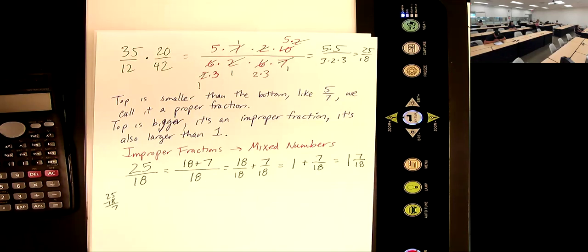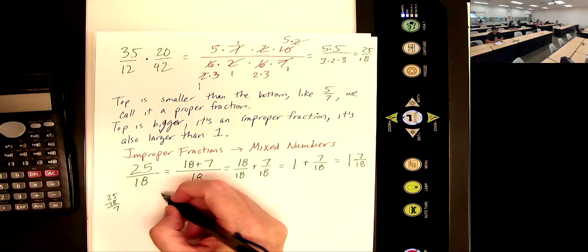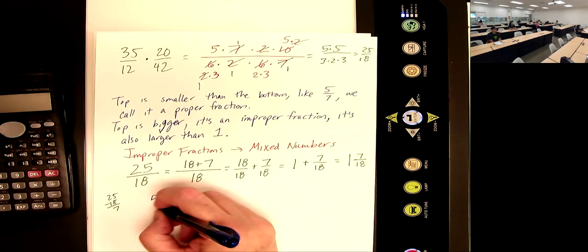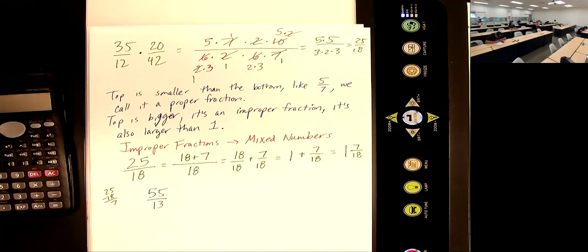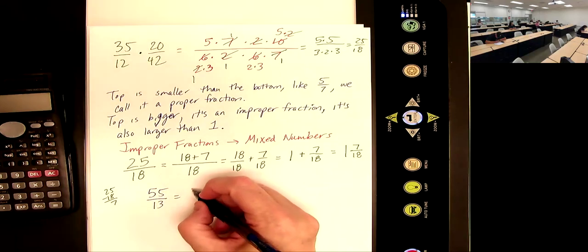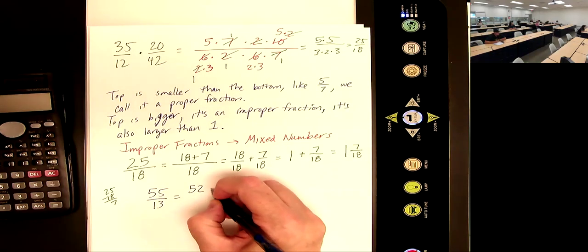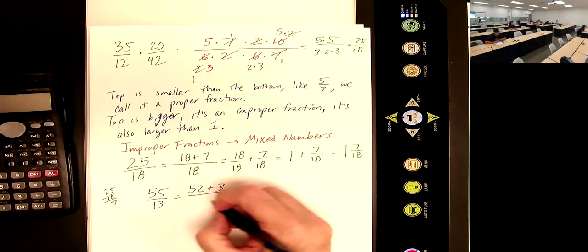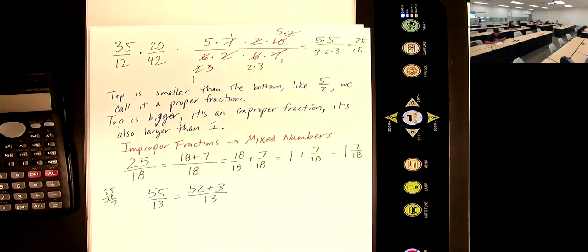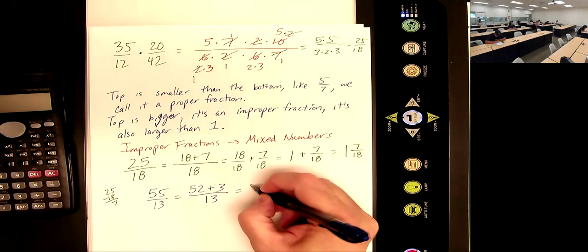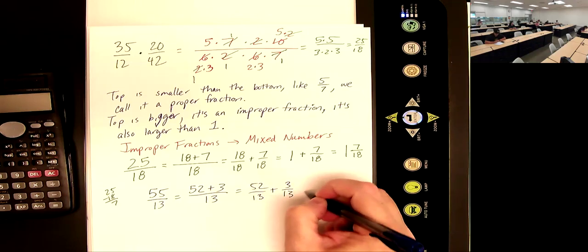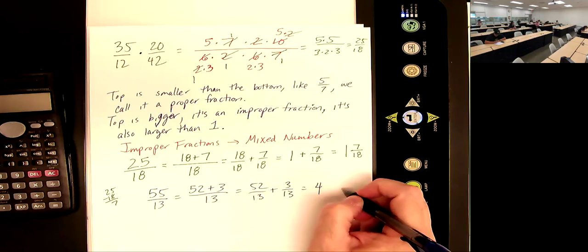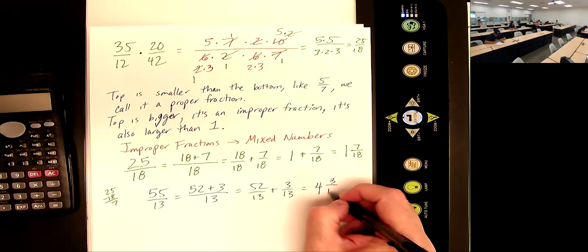And it doesn't have to just be increments of 1. Let's say we had 55 over 13. Earlier, we talked about how 52 was divisible by 13. So 55 is 52 plus 3. Break this up, and we get 4 for 52 over 13 and then 3/13.